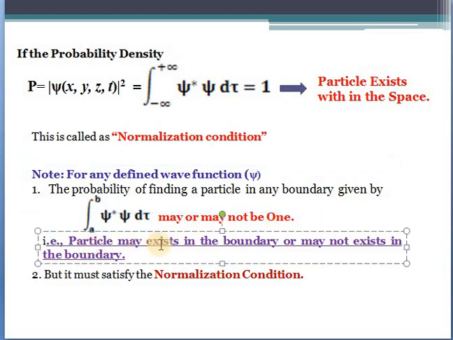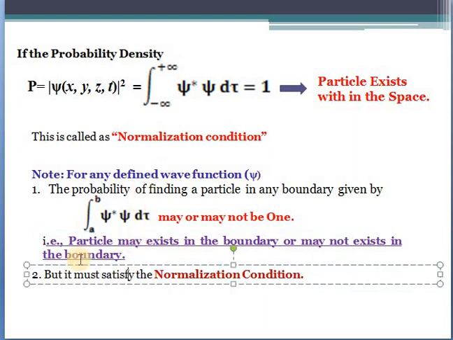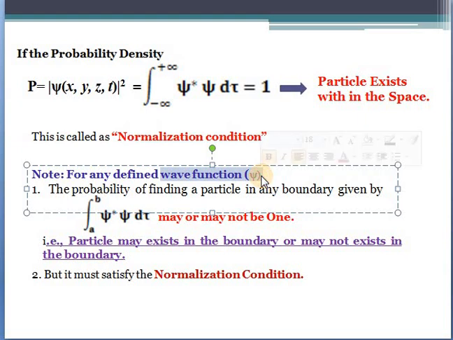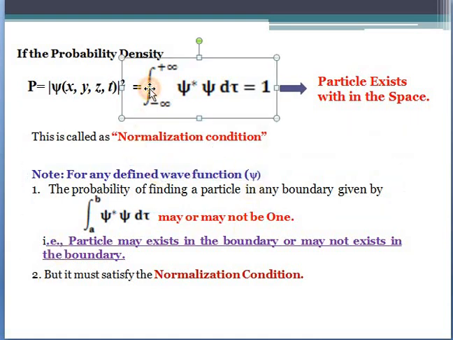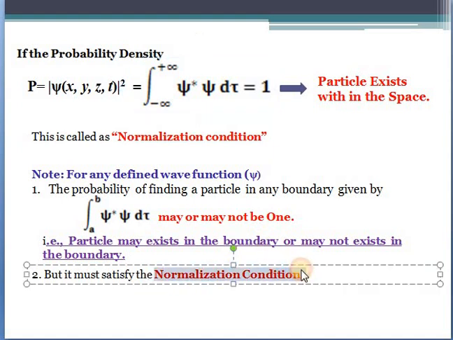Means the particle may exist in the boundary or may not exist in the boundary, but the normalization condition must be satisfied. That means if you have assumed a psi value for any quantum mechanical system, whether the particle within the boundary may or may not exist is secondary, but the normalization condition must get satisfied.